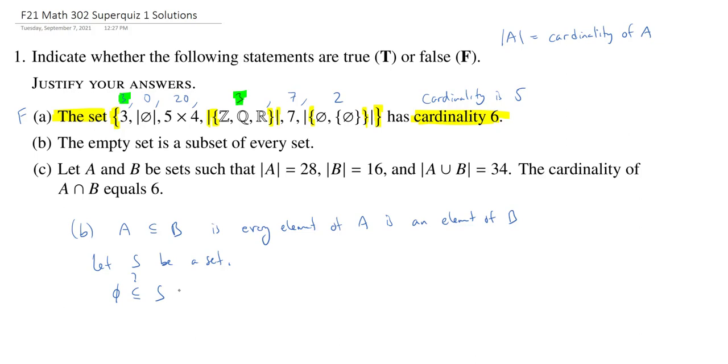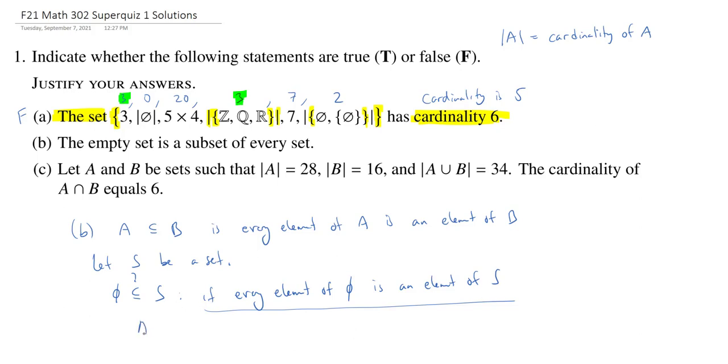Well, when does this hold? This holds if every element of the empty set is an element of S. But the empty set has no elements. There's nothing to check. This condition requires us to find an element of phi, or the empty set, and then show it's an element of S. And there are no elements of the empty set to find, which means there's nothing to prove. Right? This is a statement which is vacuously true.